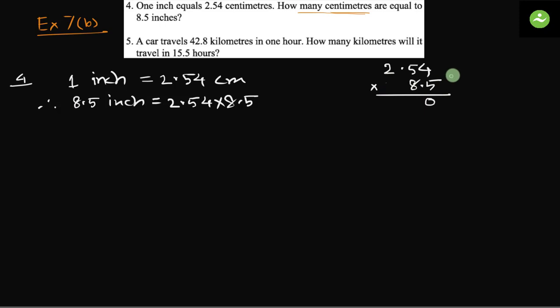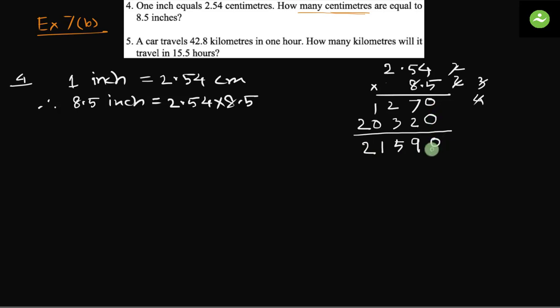5 into 4, 20, 2 in hand, 5 into 5, 25, and 2 is 27, 2 in hand, 5 into 2 is 10, and 2, 12. Put a 0 here, then start multiplying by 8. 8 into 4, 32, 3 in hand, 5 and 8, 40, 5 into 8 is 40, and 3, 43, 8 into 2 is 16, 16 and 4, 20. Now do the addition. 0, 7 and 2 is 9, 3 and 2 is 5, 1 and 2.